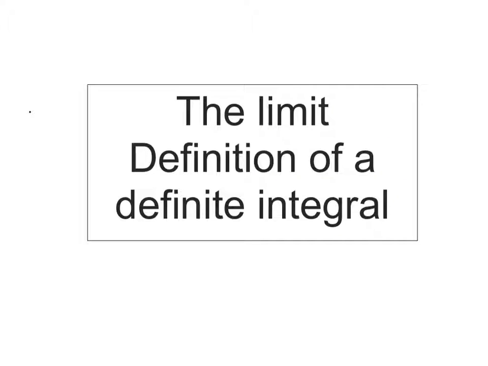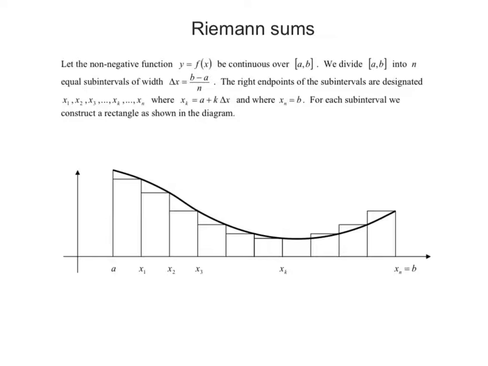Our topic tonight is the limit definition of a definite integral. So we've already covered Riemann sums, so I just want to reiterate one fact here. We have a continuous function over the interval a to b. Continuous meaning I can draw this function, there are no holes or vertical asymptotes. I can draw it without picking up my pencil from a to b.